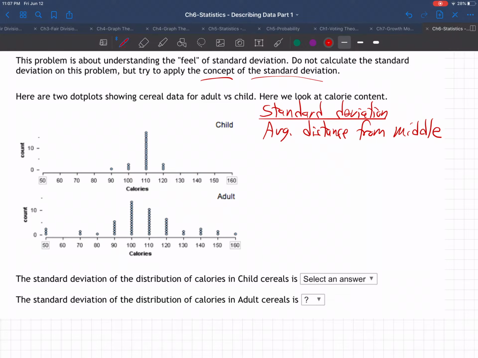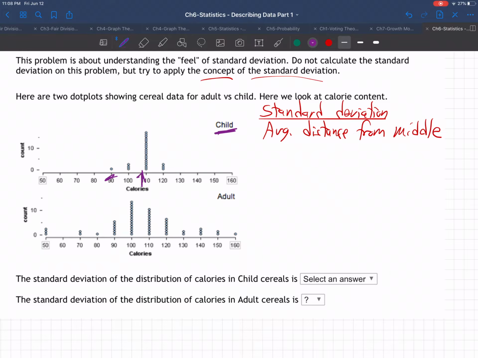So let's start down here with the child data. So where is the middle? It looks like this is the middle of all these dots, probably about. I mean, I don't know. It's roughly that's the middle. Maybe it should be a little bit below that because it looks like there's a few numbers below. Where would you put your finger? Probably about right there if you wanted to balance.